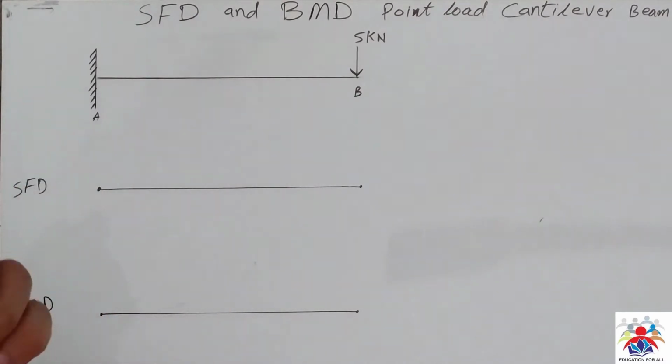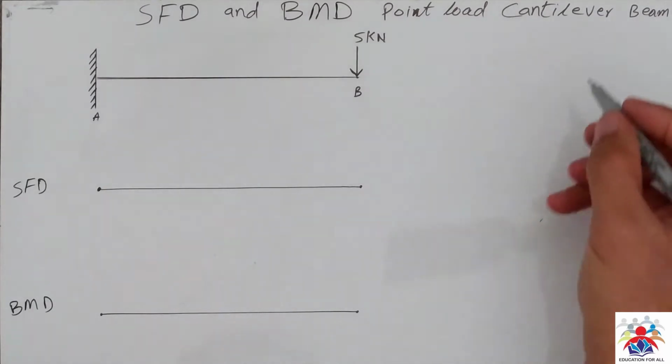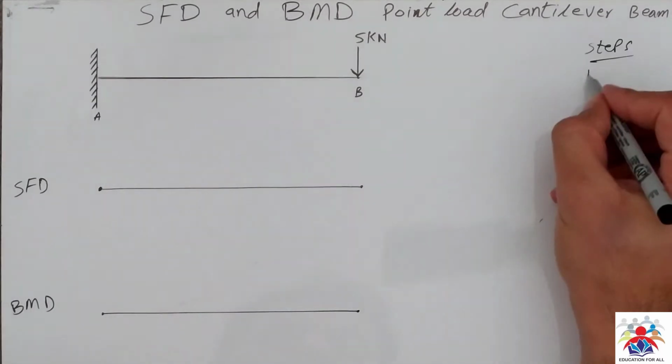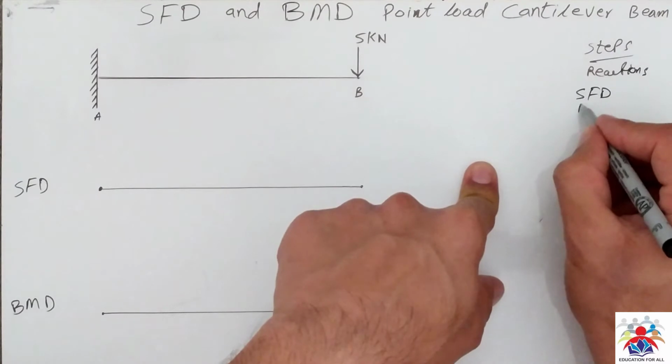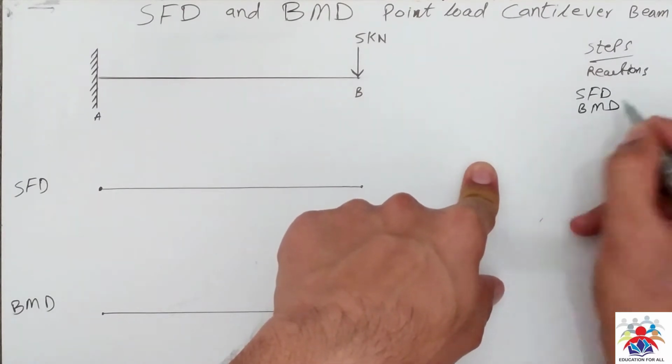The example of cantilever beam you can see in real life. We have a staircase, for example, which is outside of our building. One side is fixed in the wall and the other side is not fixed, it's the free end. So this is the example of cantilever beam. So same as before, we have three steps: reactions, shear force diagram, and then bending moment diagram.